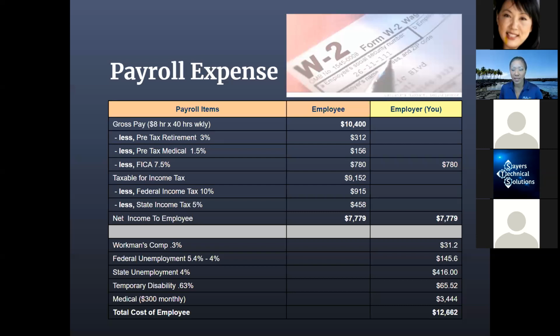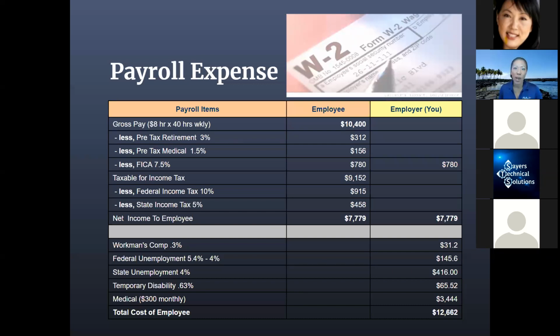Well, if you were supposed to pay somebody $10,400 and they said, can you withhold my pre-tax retirement plan, can you withhold my pre-tax medical plan, and my federal income taxes, my state income taxes, and my Social Security, you're withholding. You actually only paid this person $7,779 when all is said and done. So the difference of what you withheld from them, or withheld on their behalf, is not your tax. You're still paying them the same amount, but it's not your tax. It's just that you're holding it and you have to pay it out.